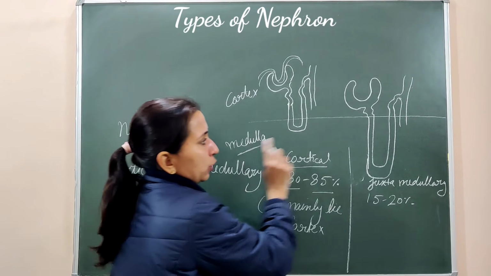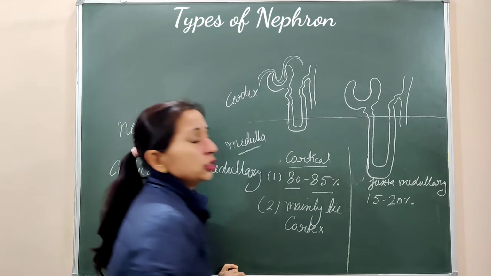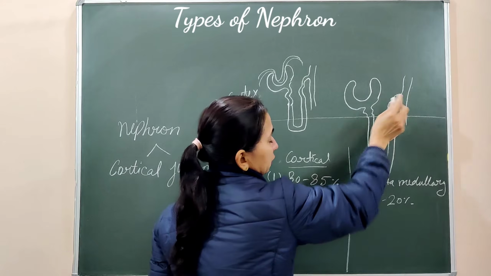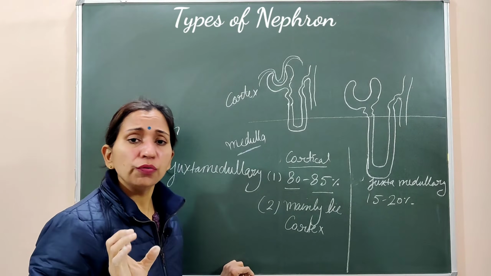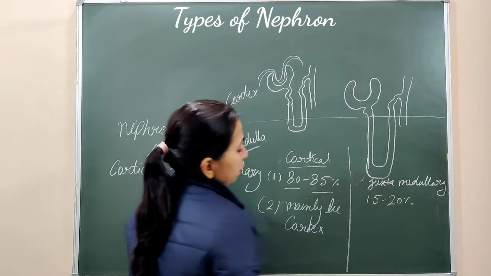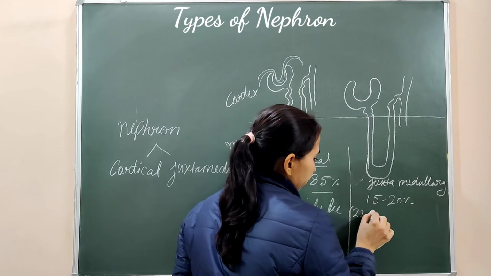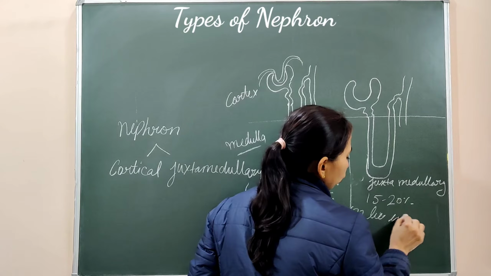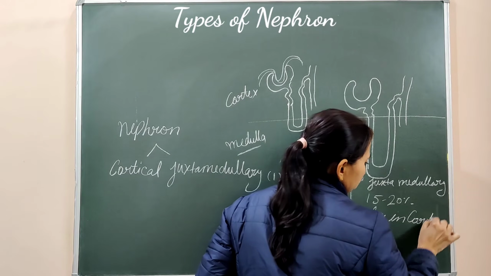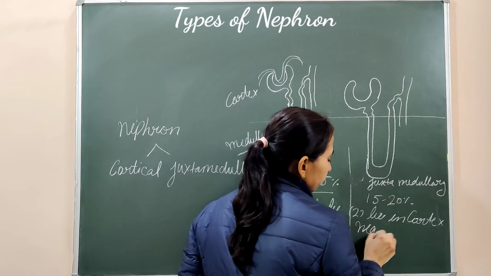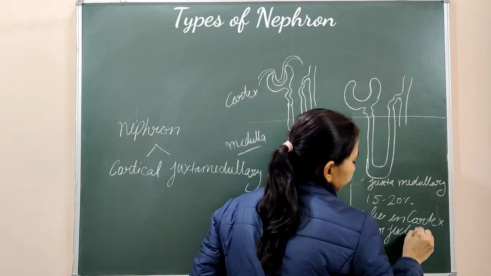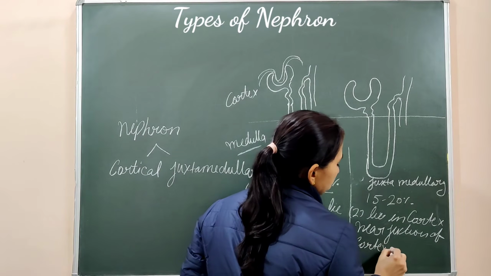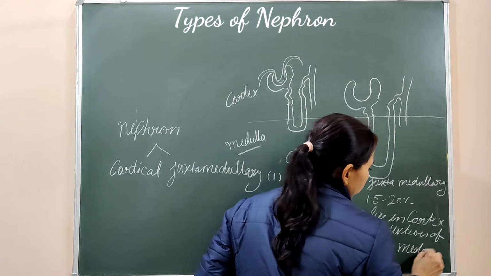ये cortex है, ये medulla है, and this is the reason where both of these two regions they are meeting with each other. So their Bowman's capsule, their PCT and DCT, they are present at the junction of this cortex and medulla. So we can write that they lie in the cortex, near the junction of cortex and medulla. So this is about their location. ये इनकी location हो गई.